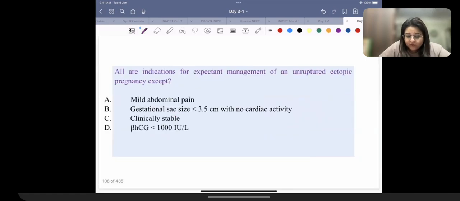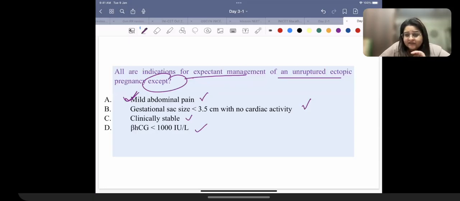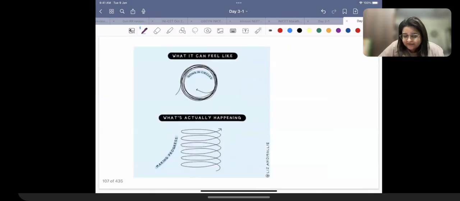All are indications for expectant management of an unruptured ectopic pregnancy, except, is it mild pain? Is it sac size less than 3.5, clinically stable? So it is mild pain. I told you no pain and no heartache, right? So no pain. Patient should be absolutely asymptomatic. So that ends ectopic pregnancy.